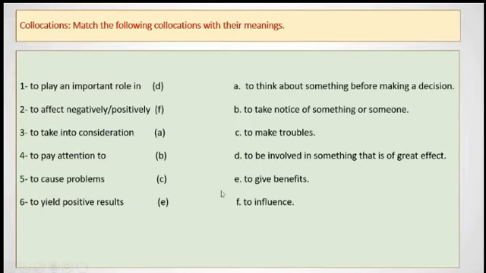Five, to cause problems, is to make troubles. To yield positive results, it means to give benefits. All right. For example, the online learning can yield positive results if we are committed and take it seriously. All right. So it will give you benefits if you are serious about it and you are committed. All right. So this is an example of yield positive result.